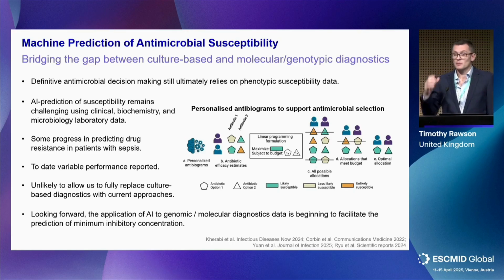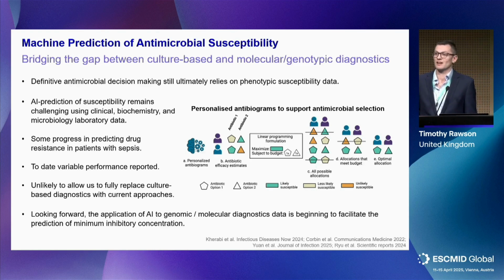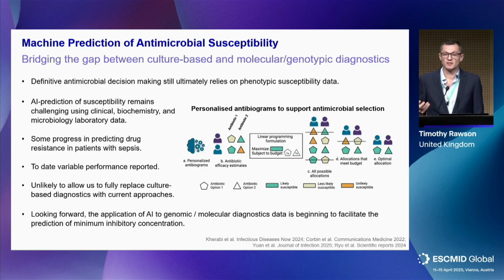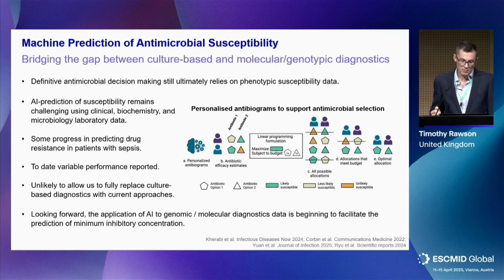Now, one of the potential ways to bridge some of this is to begin to think about how you can use prediction modeling to try and estimate or predict the susceptibility profile of organisms based on clinical information. And there's been a huge amount of work looking at AI prediction of susceptibility. But I think it's fair to say that this has remained challenging using current clinical biochemistry and microbiological laboratory data. There's been some interesting progress, particularly in predicting drug resistance for specific drug-bug combinations like fluoroquinolones and sepsis. But the data overall has been variable in terms of performance.